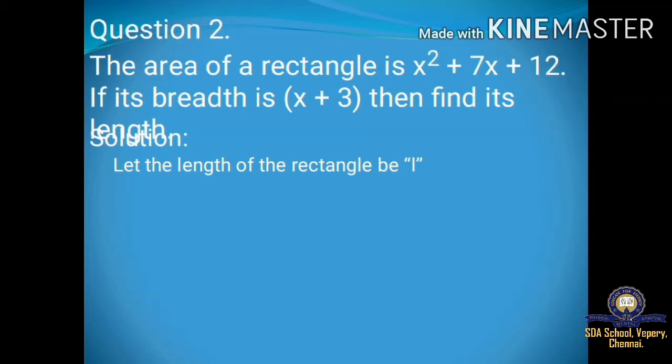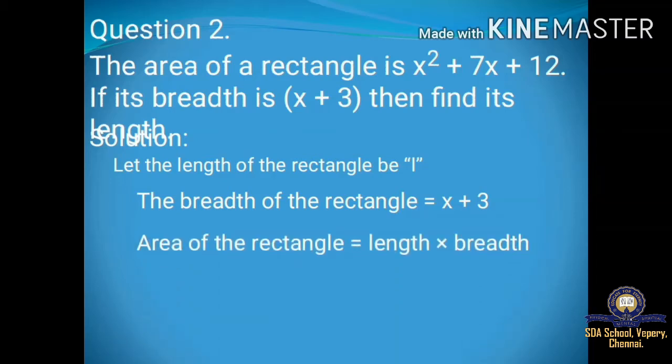Okay. Then what is the breadth given to us? x plus 3. What is the formula of area of the rectangle? L, length into breadth, right? Okay. Next, let us write the equation for area of the rectangle given in the question. It is given as x square plus 7x plus 12 equal to length. Let us assume length as L because we do not know, right? And then breadth as x plus 3.